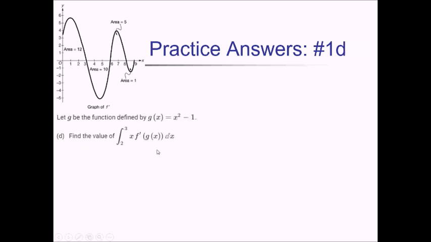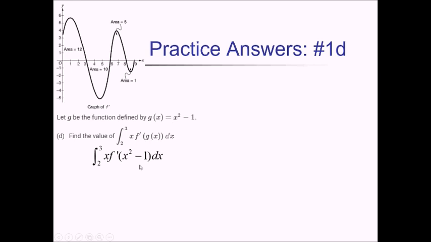For this last problem part, we're trying to find the definite integral from 2 to 3 of x times f prime of g of x dx. So this looks like kind of a mess. I'm going to start by replacing this g of x in here with the actual formula for g, which is x squared minus 1. So that's, I don't know if that looks nicer or worse, but it's actually going to make our lives a little bit easier.